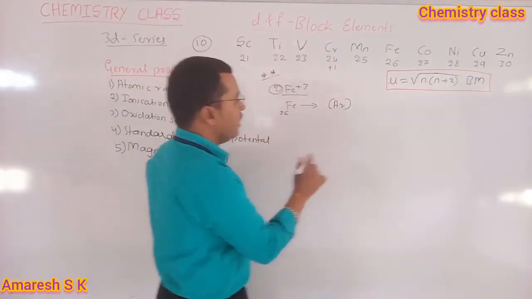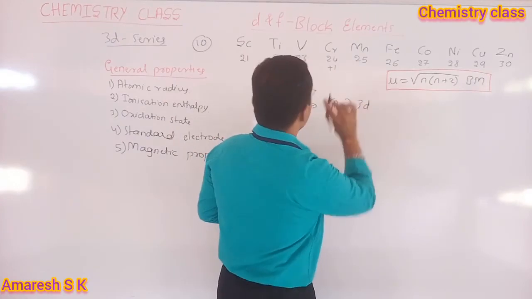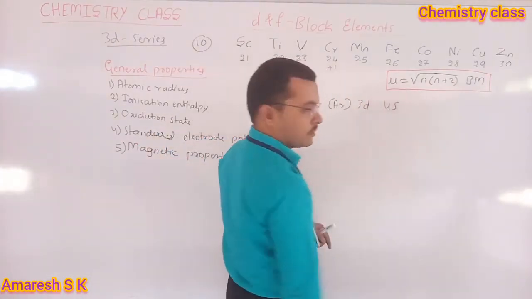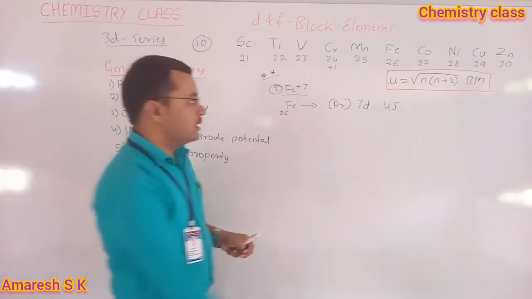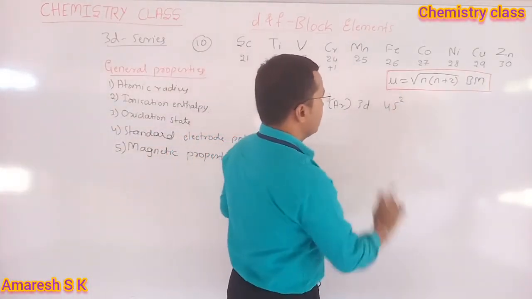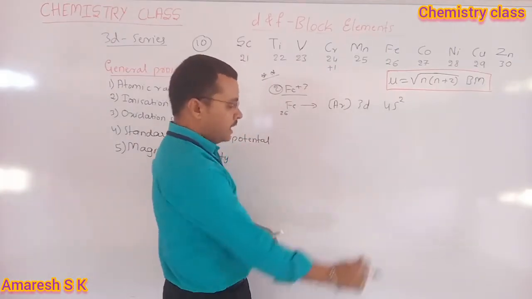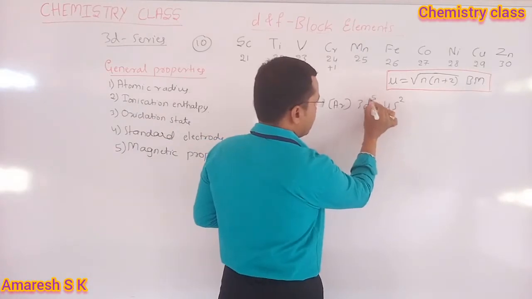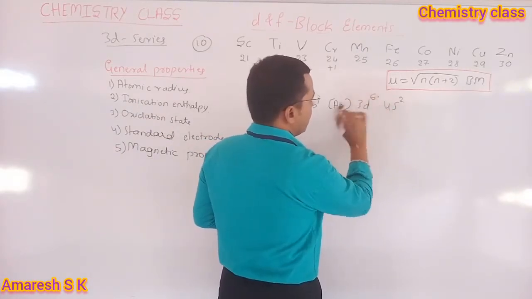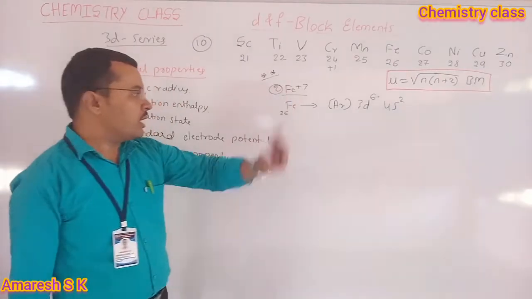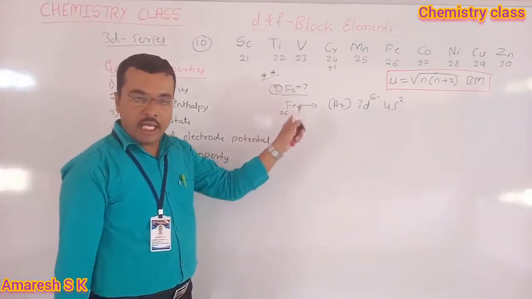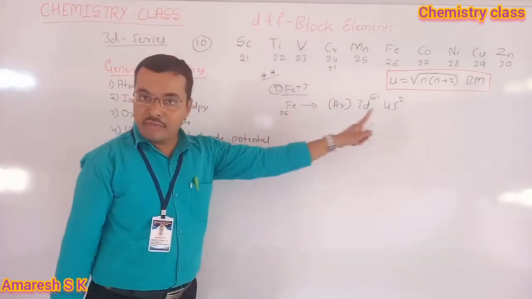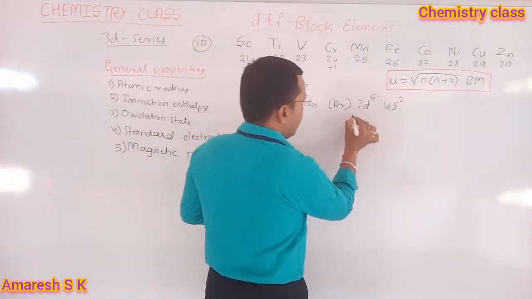argon, 3d and 4s. 4s2, next 3d6. 3d6 4s2 is the electronic configuration for iron in the ground state. This is the ground state electronic configuration of iron. Allot the electrons.